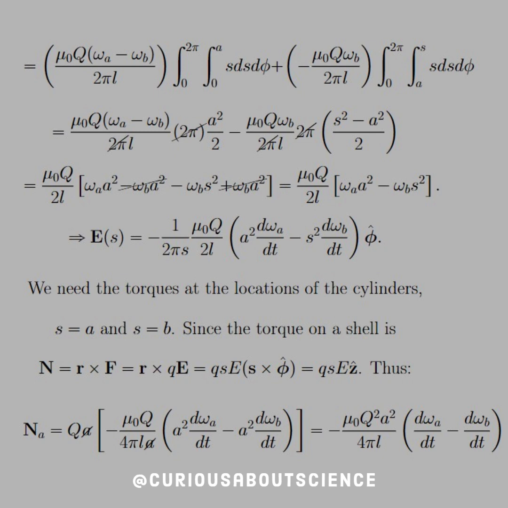Okay, so we need the torques in all the locations of the cylinder with S equal A and S equal B. Since the torque on the shell is N equals R cross F, which is equal to R cross EQ. Now we just need to see that E clearly being in the phi hat direction and R being in the S hat direction. We need to simplify that through, which gives us Z hat. All right, so we're good to go there.